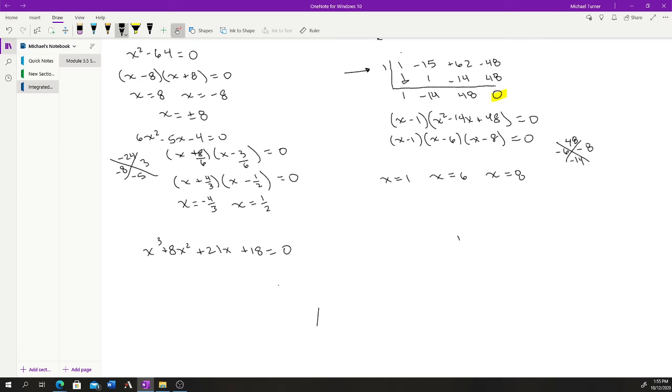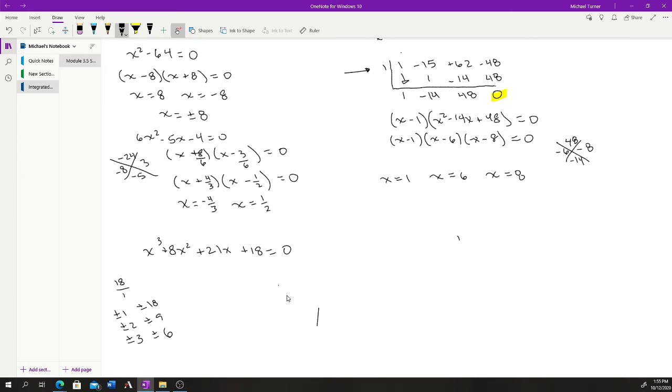So the numbers here, I got lucky on the last example that we did up here. I just happened to start with 1. Remember, what you're doing is you're taking the last term, you're dividing it by the leading coefficient, the a, and so the possible numbers that you can try are plus or minus 1, plus or minus 2, plus or minus 3, plus or minus 18, plus or minus 9, plus or minus 6. Those are all potential solutions for this polynomial.